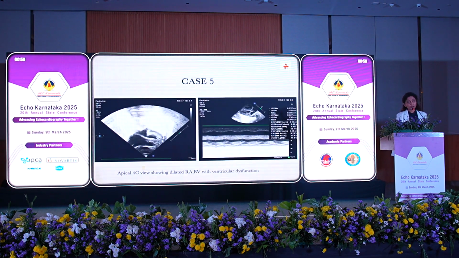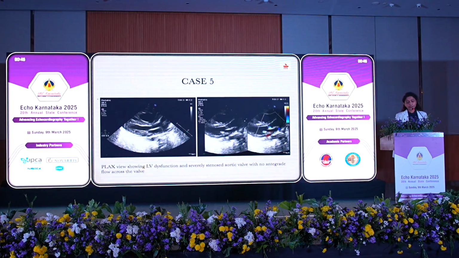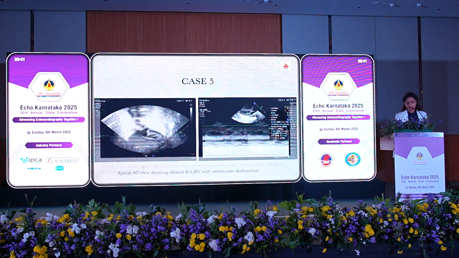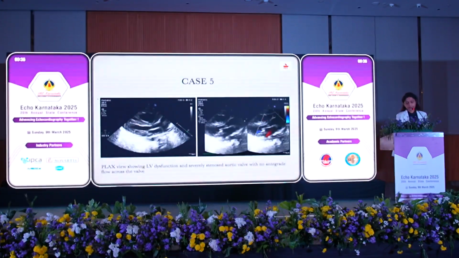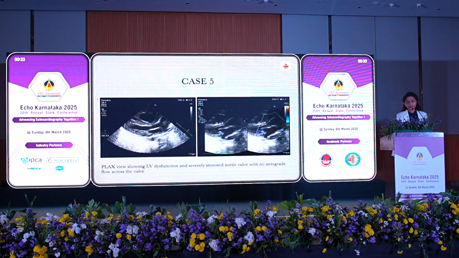So this was an apical 4-chamber view showing severe LV dysfunction with dilated RA and RV with ASD bidirectionally shunting and some mitral regurgitation. So the outside diagnosis was PPHN. And when we looked at the parasternal long axis view, it shows LV dysfunction with paradoxical IVS and a severely stenosed aortic valve. There's hardly any antegrade flow seen across the aortic valve. Initially, it was thought of as a unicuspid aortic valve, but after balloon dilatation, we realized it was a bicuspid aortic valve. So this baby had presented like PPHN.